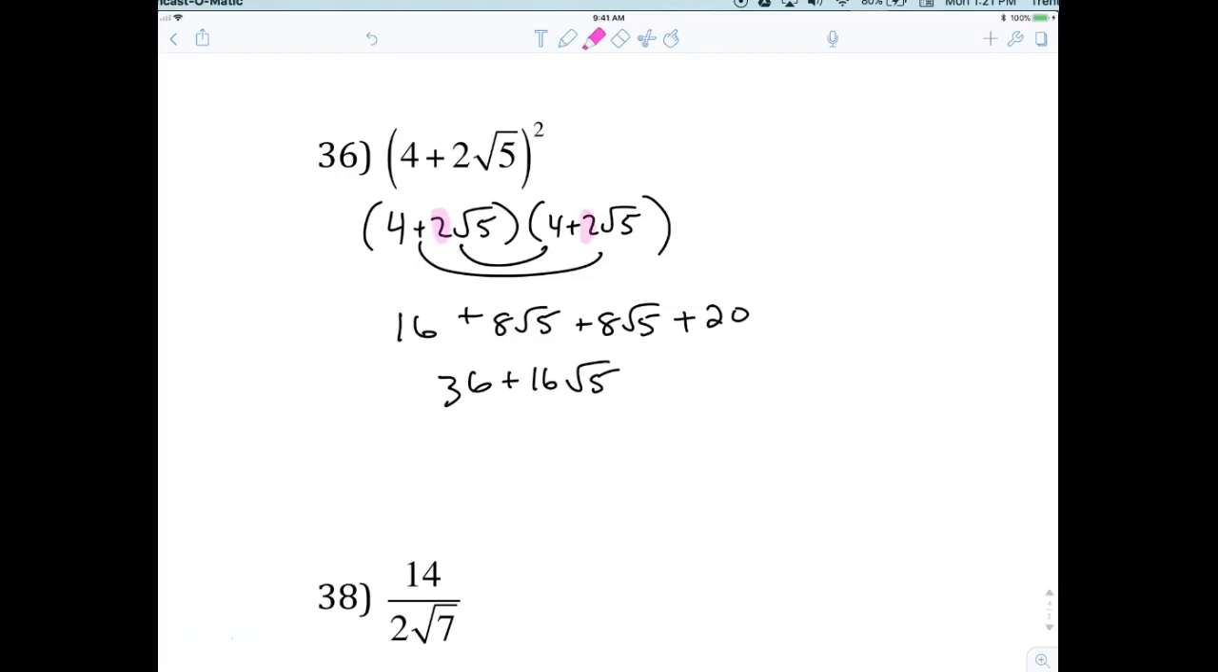2 times 2 is what? Square root of 5 times square root of 5. 4 times 5. Right?